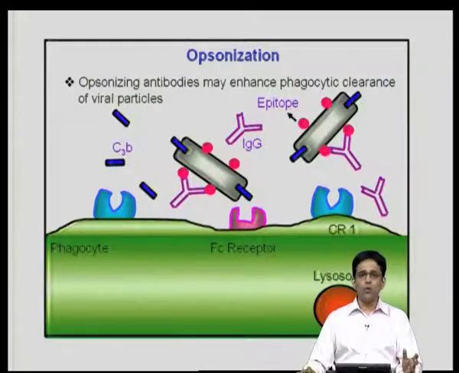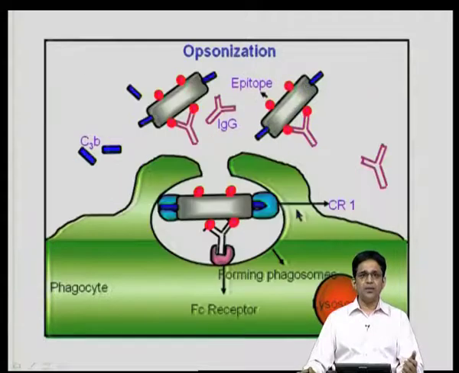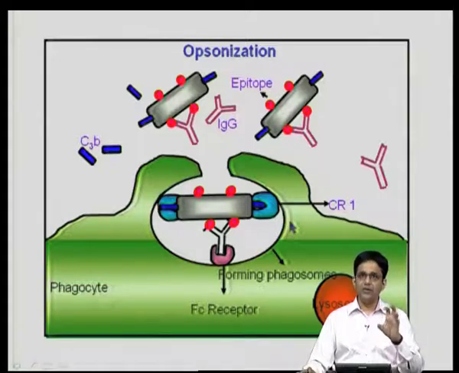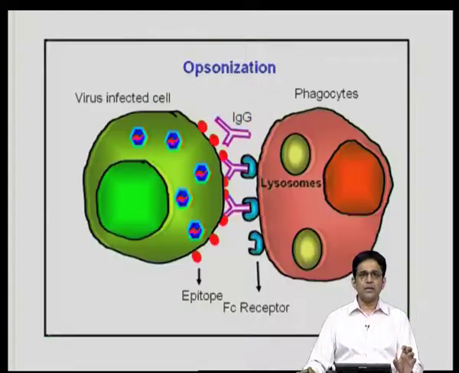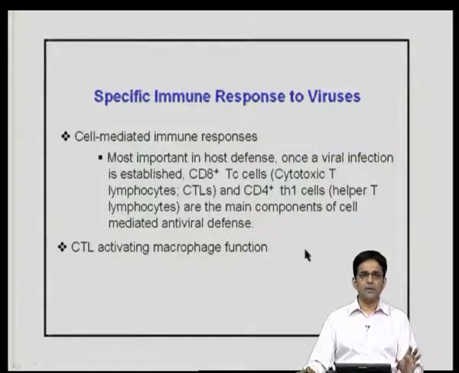What I am going to show you over here is the process of opsonization, and these are virus coated particles that are bound with antibodies. You can see that these antibodies help opsonize, meaning they help the uptake of these viral coated particles into phagocytes. Okay, and then these are engulfed and degraded in lysosomal compartments. Okay.